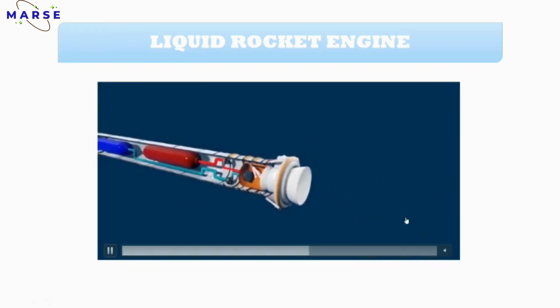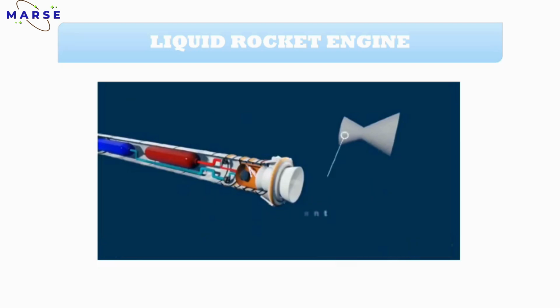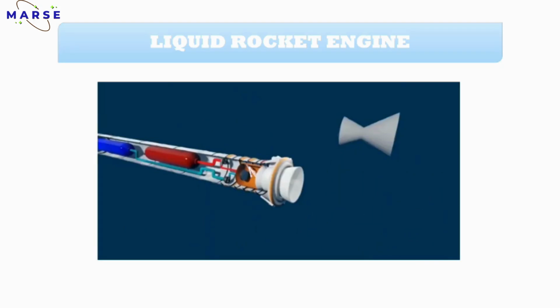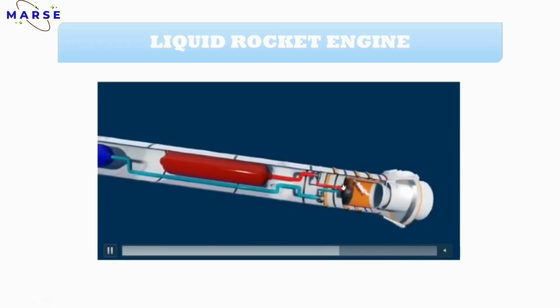The last one is the nozzle, the CD nozzle, converging-diverging nozzle. The nozzle is used to convert heat energy into kinetic energy. So these are the main components in the liquid rocket engine.